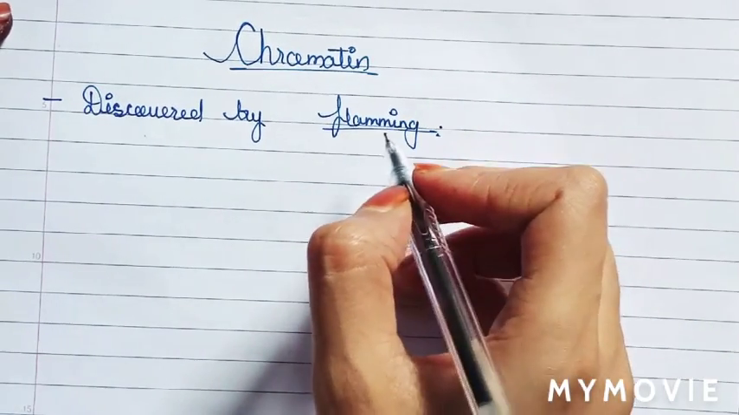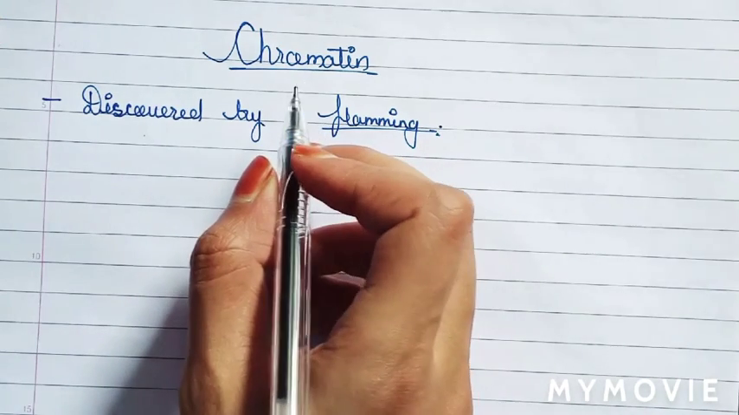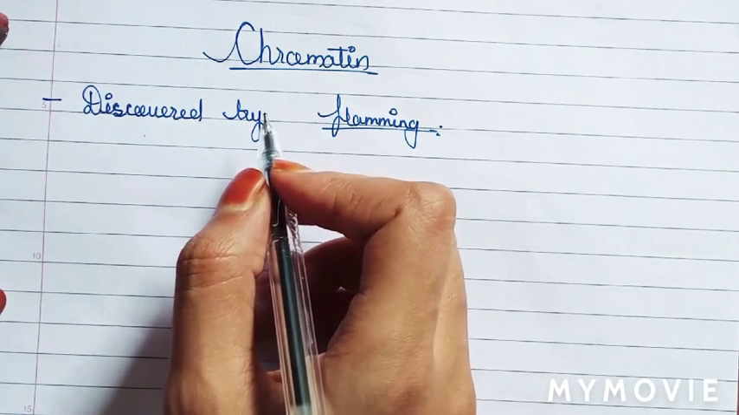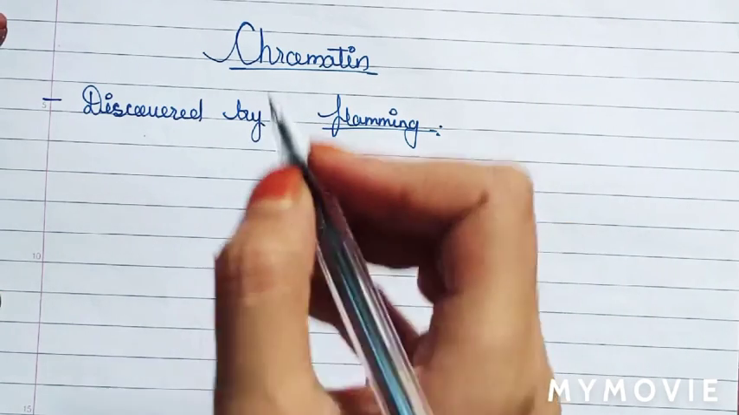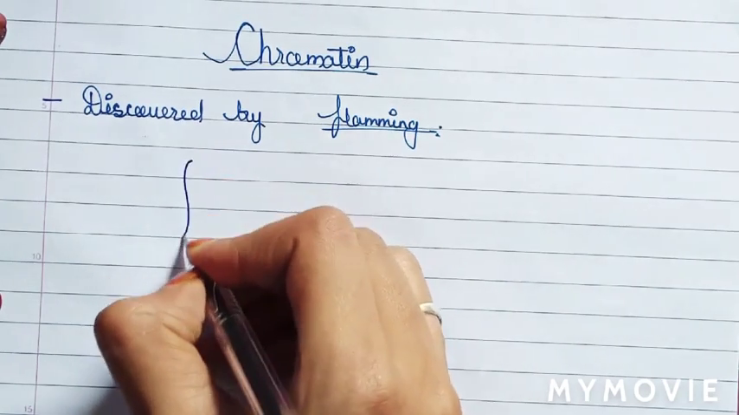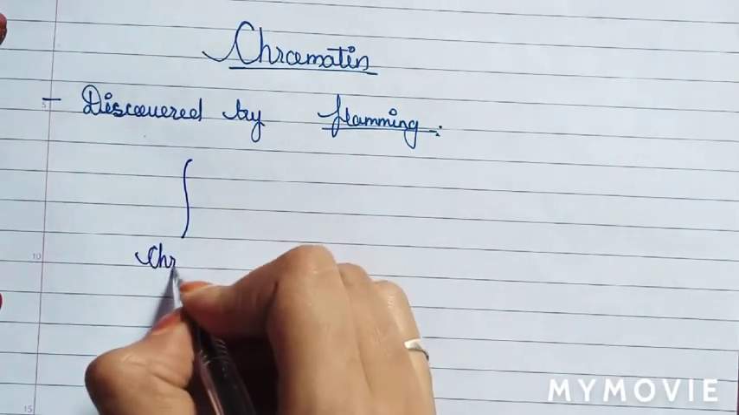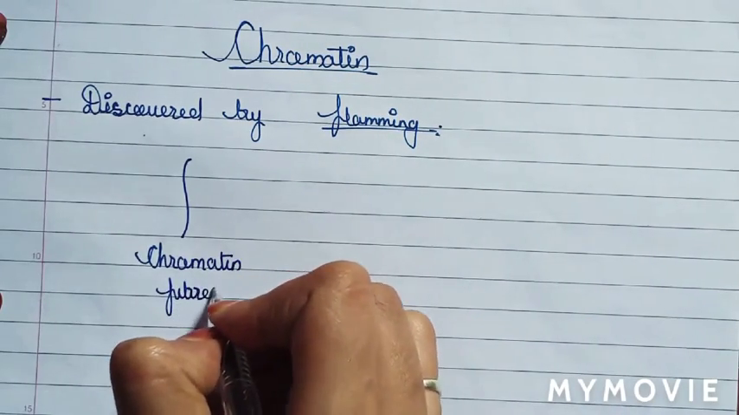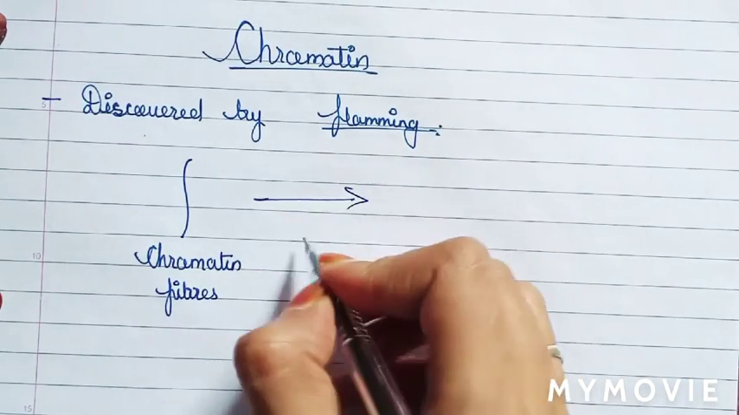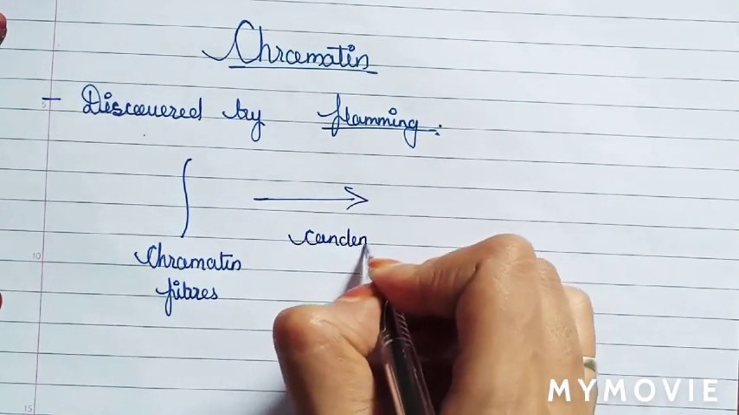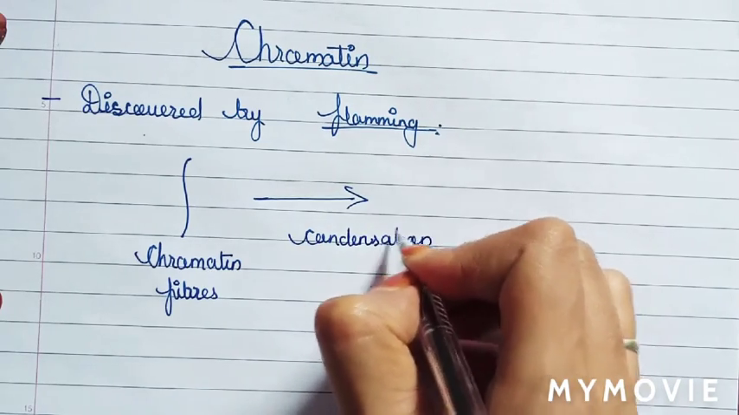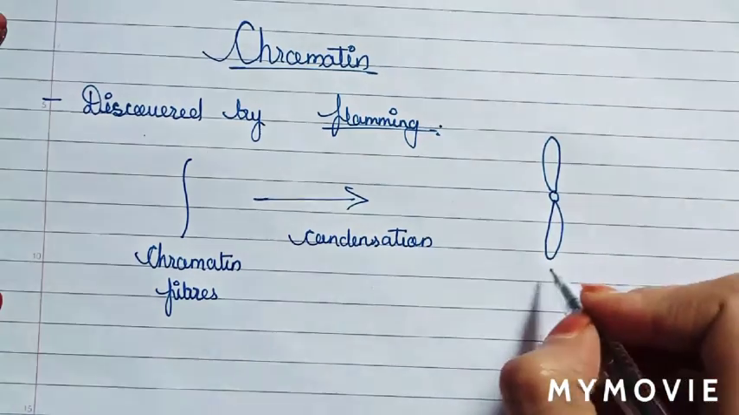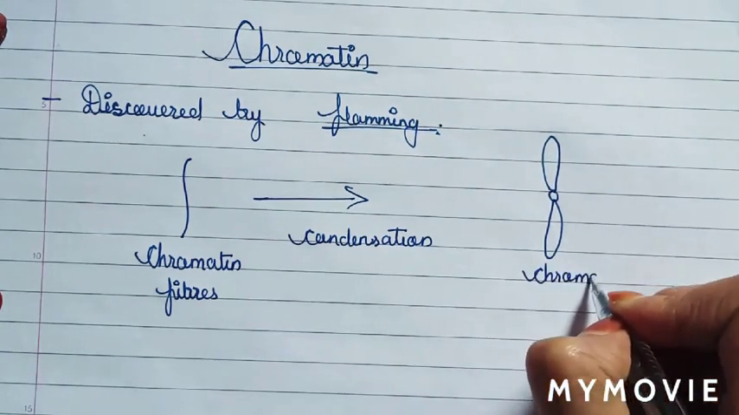And we know that these chromatins are known as chromatin fibers. It is a thread-like structure. When these chromatin fibers get condensed, then it forms chromosomes. So first we will see that these are chromatin fibers. When these chromatin fibers undergo condensation, at that time they form a chromosome. Here you can see the structure of a chromosome. Here the chromosomes are formed.